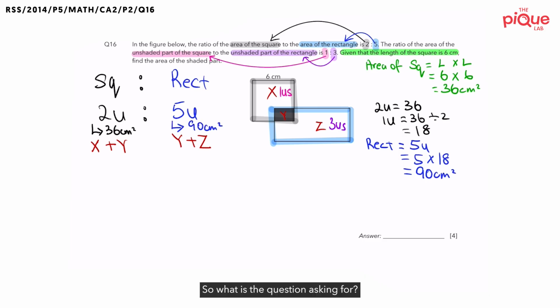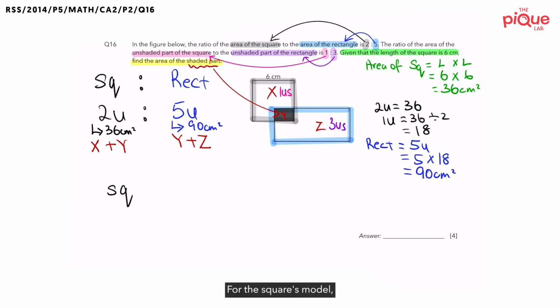So what is the question asking for? It is asking us to find the area of the shaded part. And the shaded part to us is now known as letter Y. Letter Y seems to repeat itself in both the area of the rectangle and the area of the square. Let's use a model to help us see the information better.